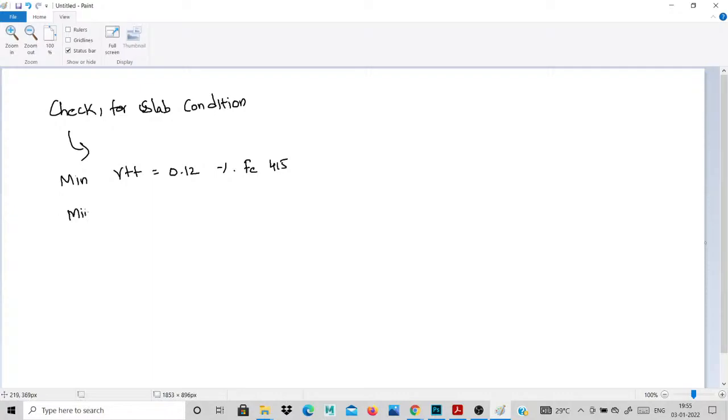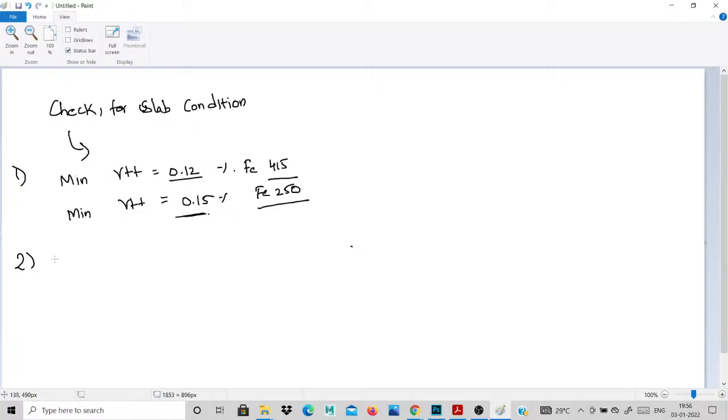The minimum reinforcement for Fe250 is 0.15 percent. So for Fe415 the minimum reinforcement is 0.12 percent, and for Fe250 it is 0.15 percent. One-way and two-way slabs are the same. This is the first check, the minimum percentage.